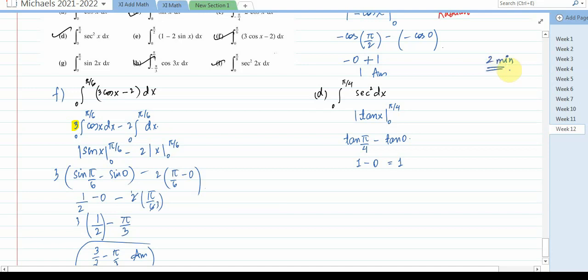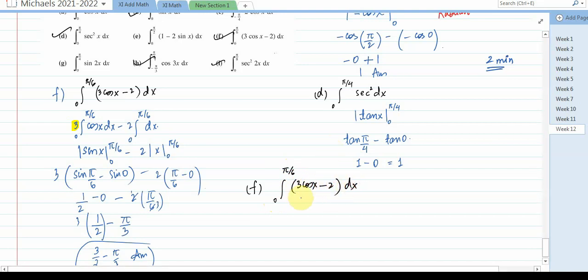Alright, so after part D, moving towards part F. Now listen carefully, because this will also be seen in part H and part I. There is a little bit of change, but part F is almost similar. It's the integral from 0 to pi over 6 of 3 cos x minus 2 times dx.